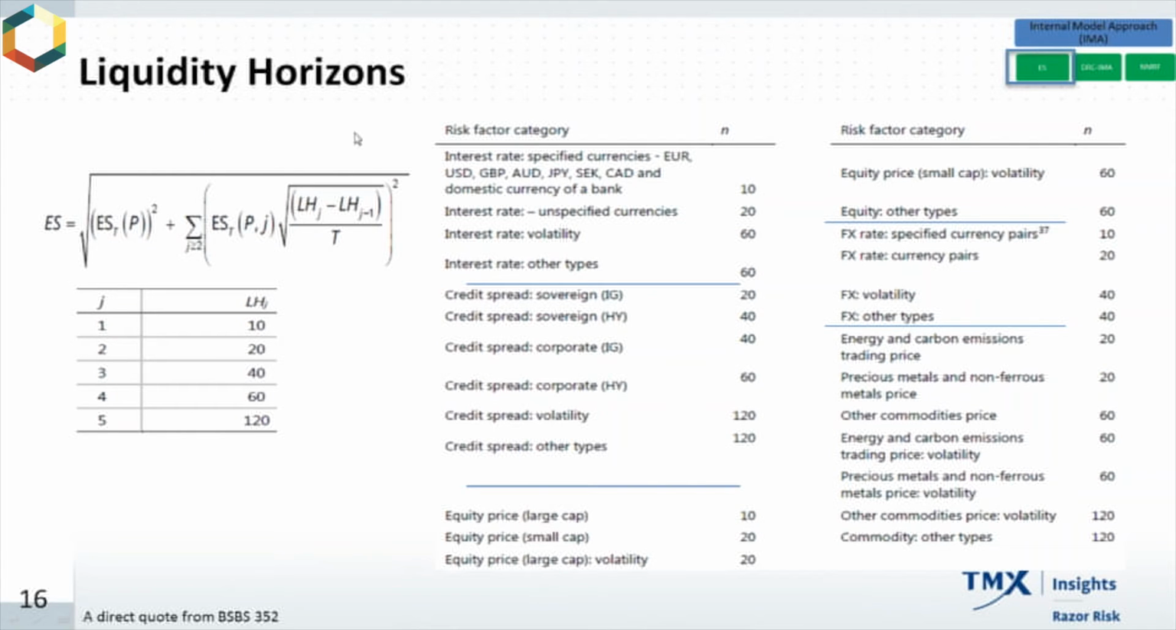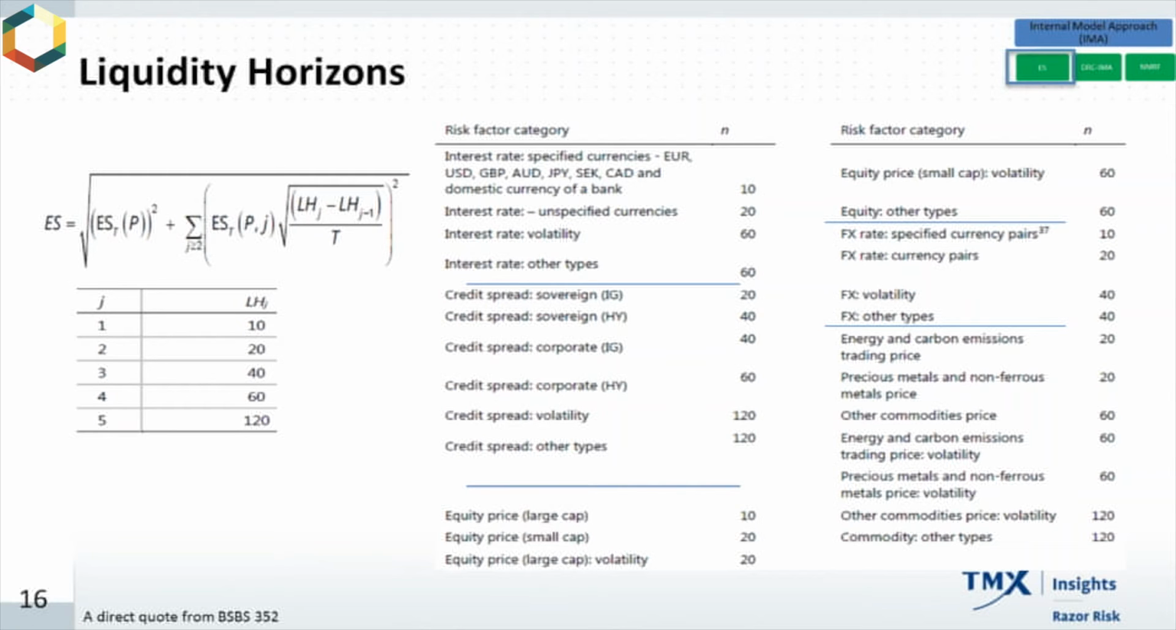After the base expected shortfall, it needs to incorporate liquidity horizon into expected shortfall. So first, let me explain what is liquidity horizon. It is the time period required to liquidate holding positions. On the left-hand side, we have 5 liquidity horizon categories: 10-day, 20-day, 40-day, 60-day, and 120 days. On the right-hand side, risk factor category is mapped into liquidity horizon by 2 dimensions.